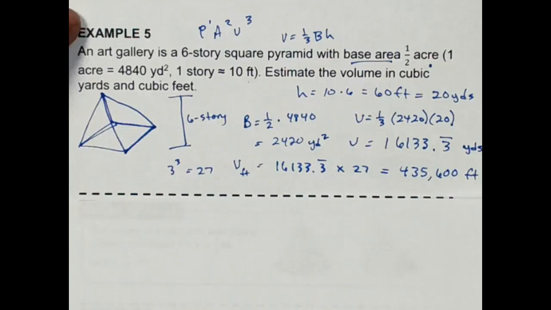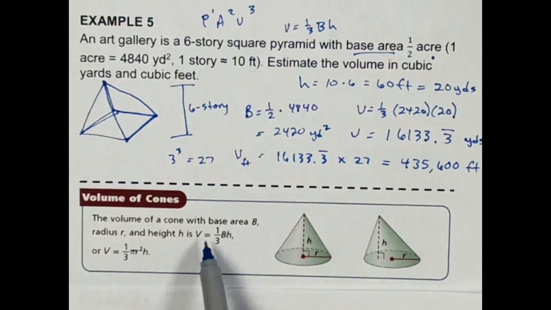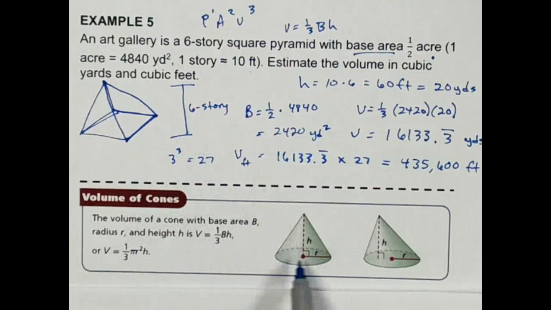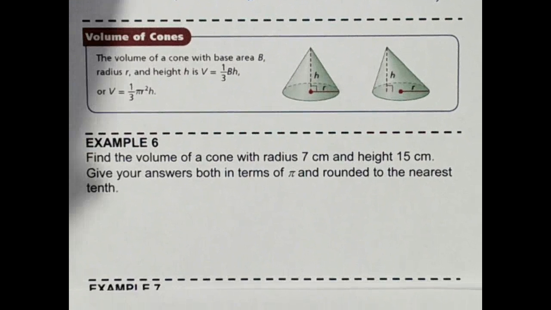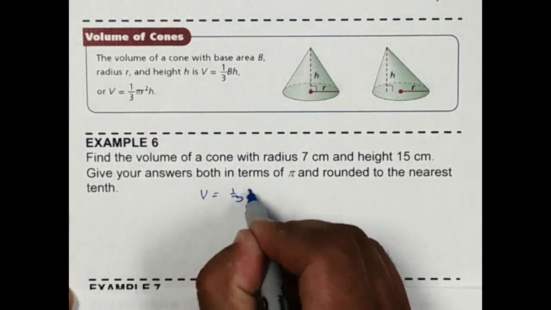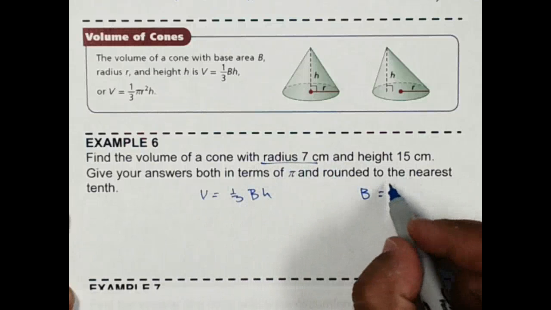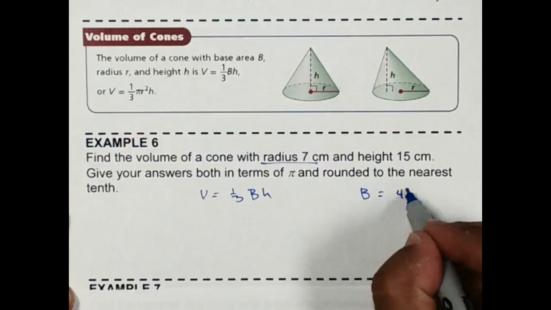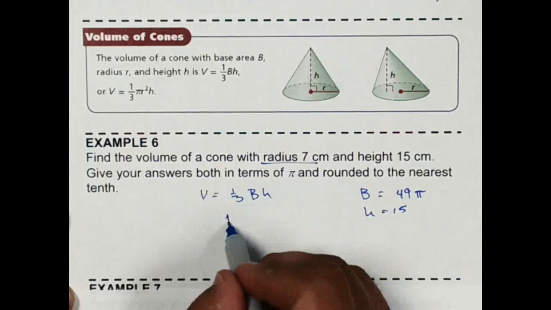All right, now real quick, we're going to talk about volume of cones, and it has the same kind of basic formula. Volume is 1/3 area of the base times the height. The difference between a pyramid and a cone is that the base is going to be a circle. So let's do number 6 real quick. Volume is 1/3 area of the base times the height. My base has a radius of 7, so my area of the base is going to be 49 pi, and my height is 15.